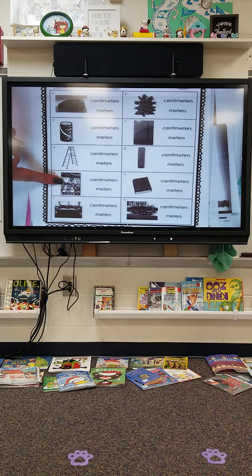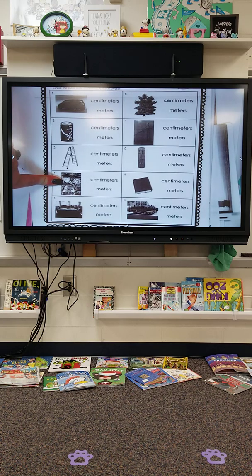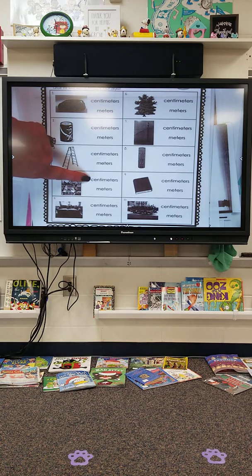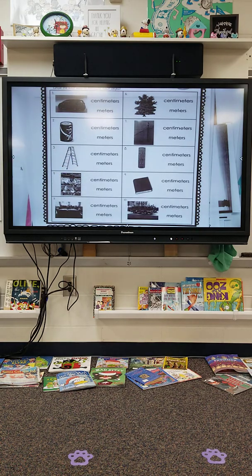What about this playing card here? This is a baseball card, something like a little wallet-sized photo. Would we measure a baseball card using centimeters, or would we measure it using a meter stick in meters? You're right. Centimeters is what we're going to measure that baseball card in, because it's going to be small enough that it could fit inside of a pocket, and that would be a centimeter. I don't think we could fit anything in a pocket that would be the length of our meter stick in our classroom.